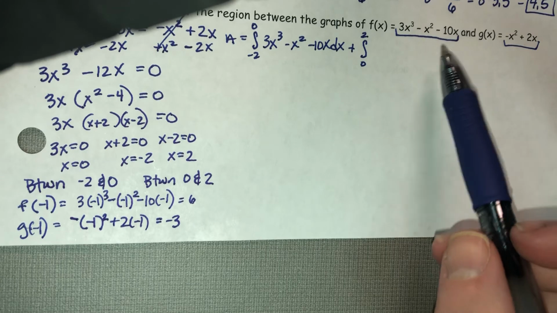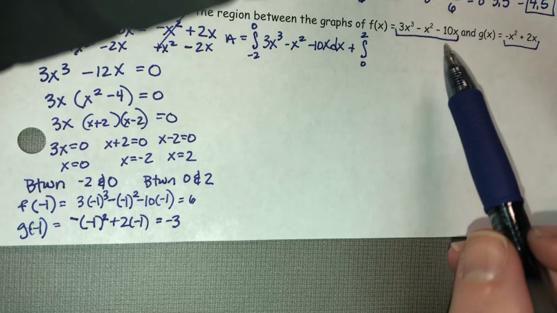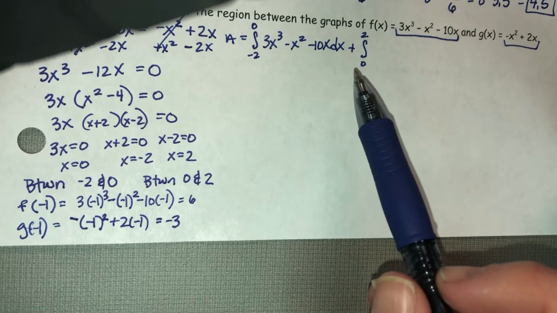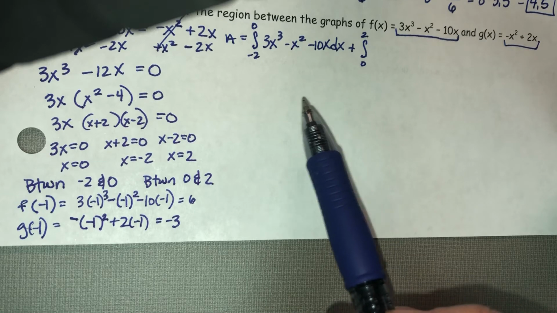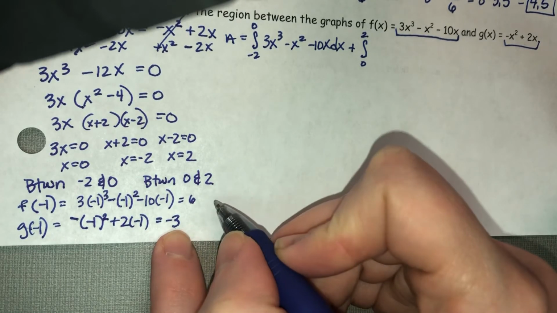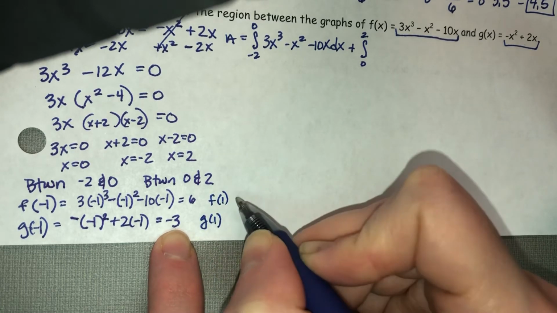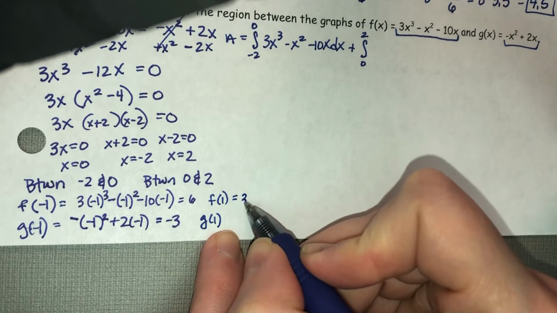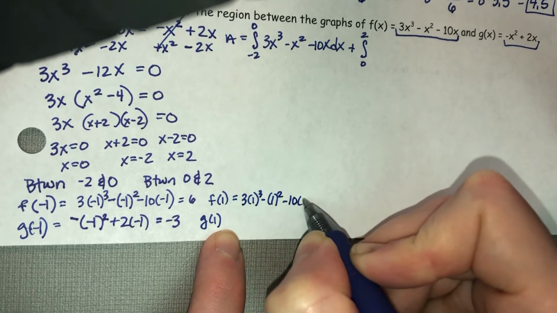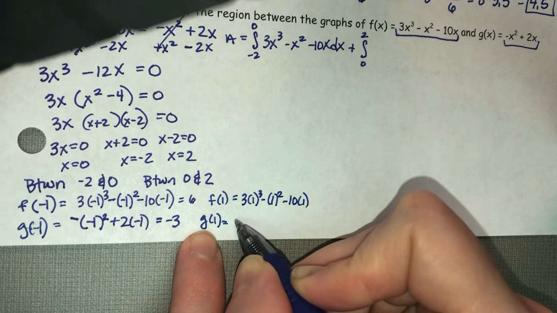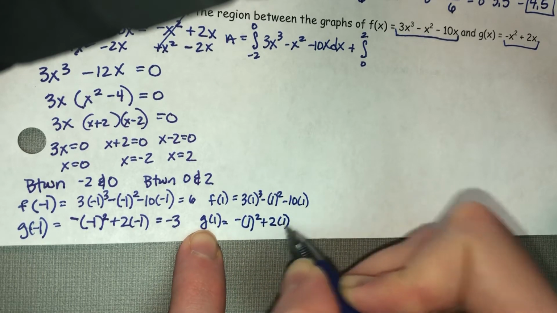It's also possible that they meet and then kind of bounce apart again, and the same one that was above stays above. So we just don't know until we sub in a value and see which one comes out on top. So we're going to substitute in 1, f of 1 and g of 1, and see what that comes out to. So 3 times 1 cubed minus 1 squared minus 10 times 1, and -1 squared plus 2 times 1.